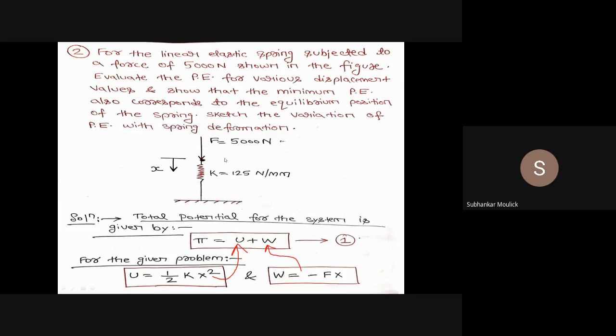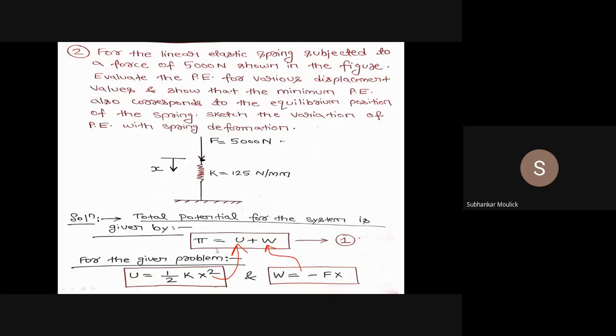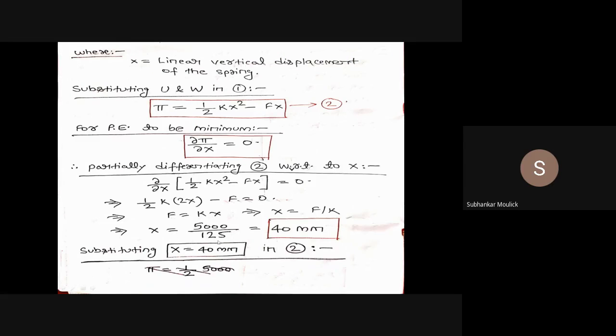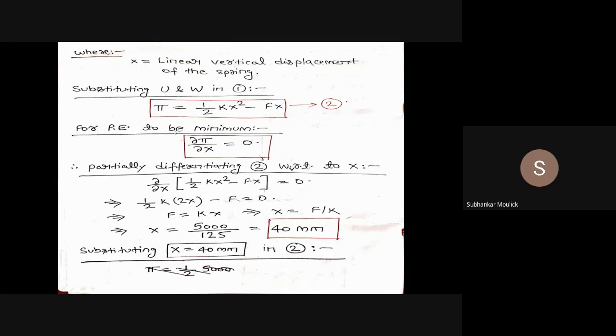F is given in the problem, that is 5000 Newton, divided by k. K is the stiffness of the spring, which is also given, that is 125 Newton per mm. So you will get the value of x coming out to be 40 mm. This is the value of displacement which you need to apply on this particular spring in order to keep the potential energy pi minimum. That means pi will be minimum when you substitute x equal to 40 mm in equation number 2. Yes or no?